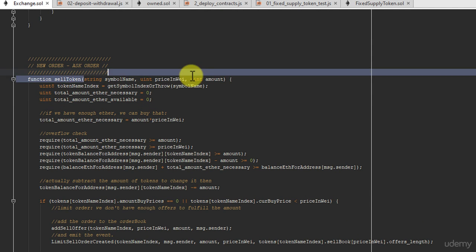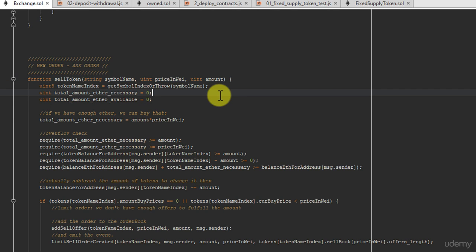Now, obviously, the interface of the sell token function, the arguments that it can get as input parameters, are exactly the same. So you give it a symbol name, for example, I want to sell the fixed token. You give it a price in Wei. I want to sell it for 600 Wei, and I want to sell 1,000 of them. First of all, we have to get our fixed token index from the symbol name, and we do this with the get symbol index of row function that we wrote earlier.